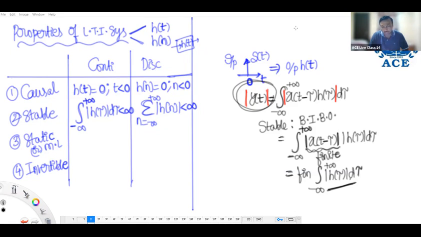LTI system means we are checking the internal behavior, the system behavior itself. x(t), y(t), x(n), y(n) mean external signal behavior. Don't mix them.